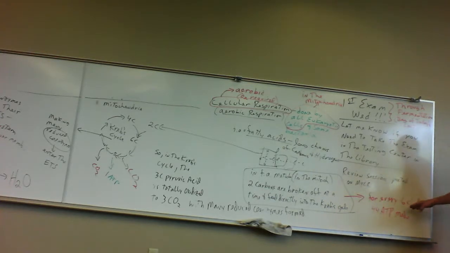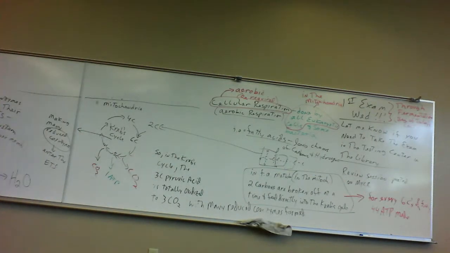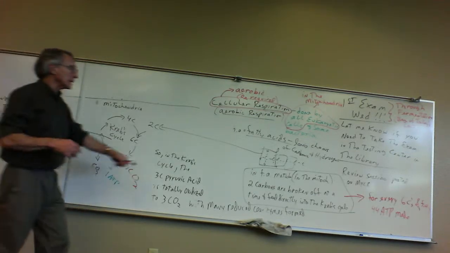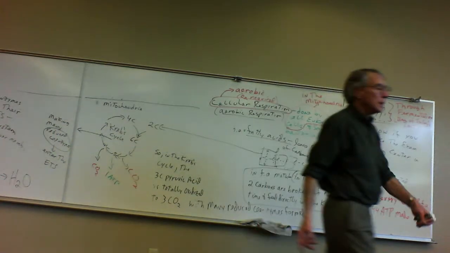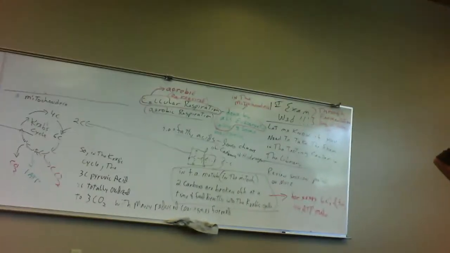So if you're comparing a 6-carbon sugar with a 6-carbon fatty acid, we get 44 ATP if we totally oxidize that fatty acid versus 36 if we totally oxidize the glucose. We'll still get CO2 and water as our waste products. So we get the same number of CO2 and H2O, but we get more ATP out of it.